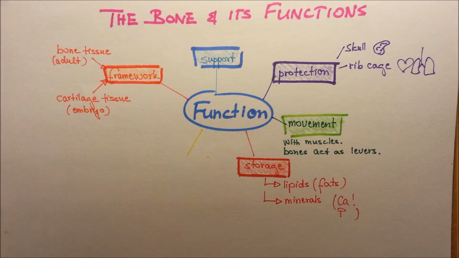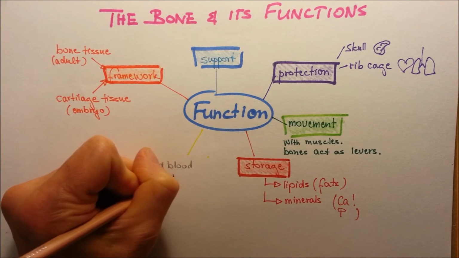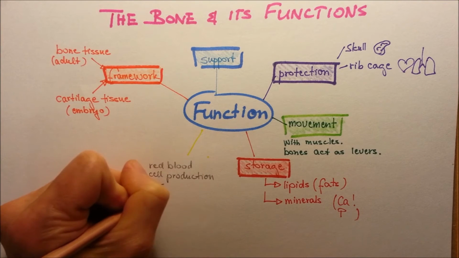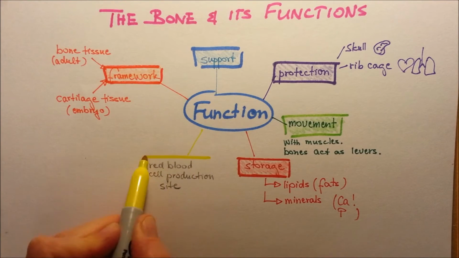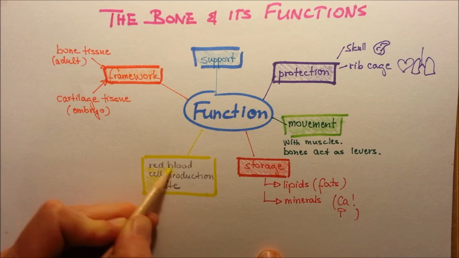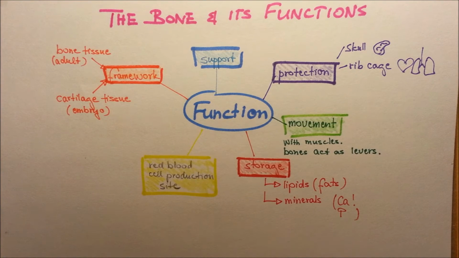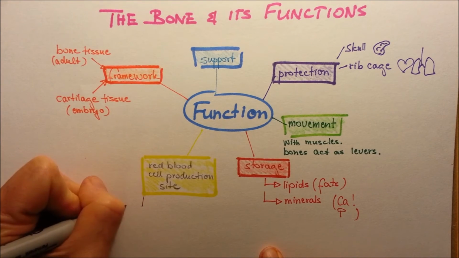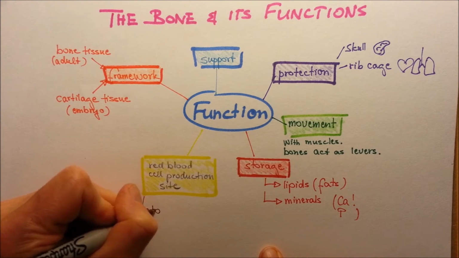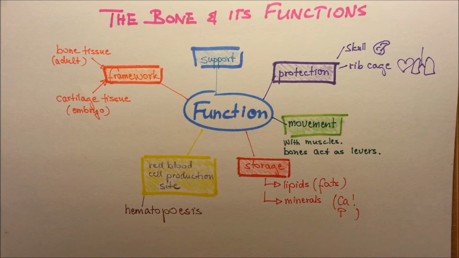The last function is that the skeletal system is the place for red blood cell production inside of the bone marrow, inside of the medullary cavity. The name for red blood cell production is hematopoiesis. You have to know that word. Hemato means blood, and poiesis is production, so blood cell production.